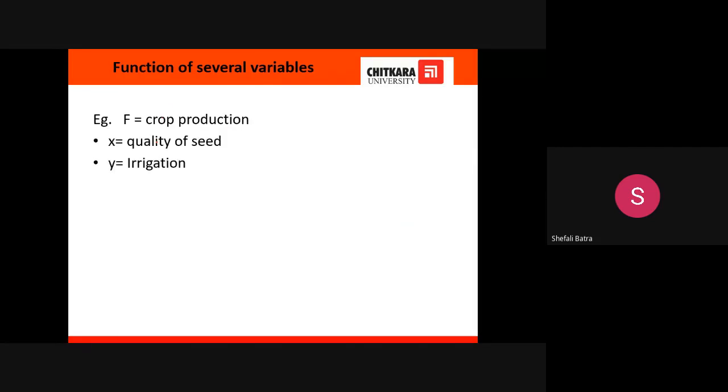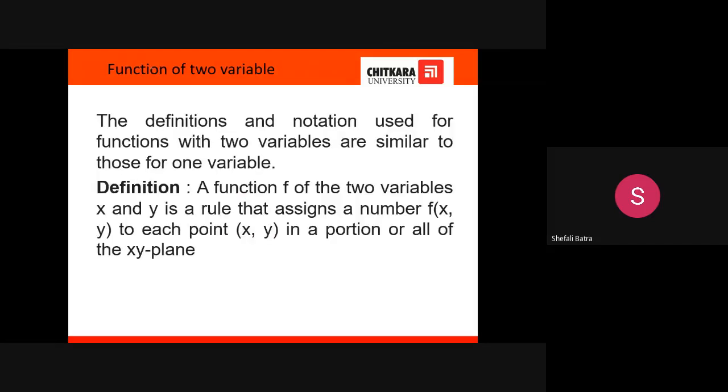Now let us have this function of several variables. I have given you this example, crop production. We have taken these four factors. So I can say that crop production is a function of four variables, right? Now come to the formal definition of a function of two variables.